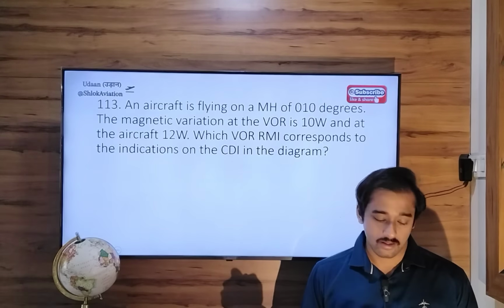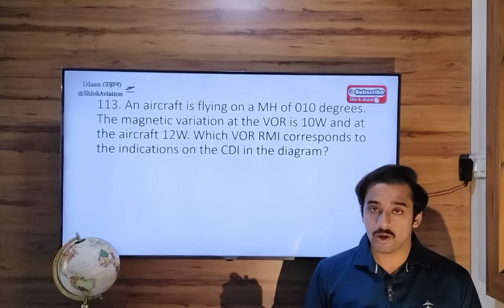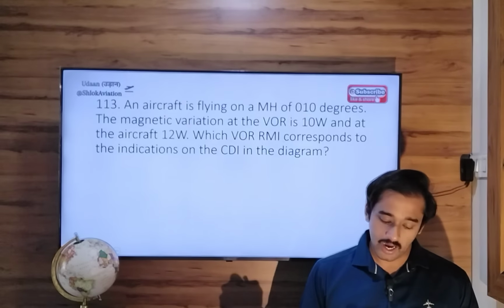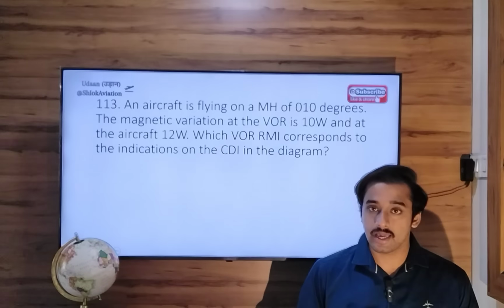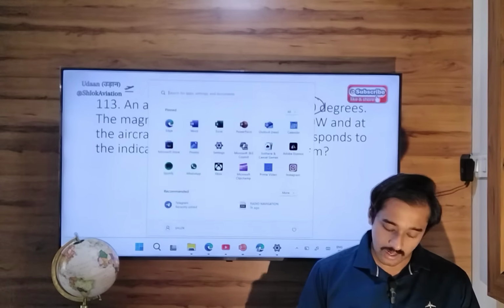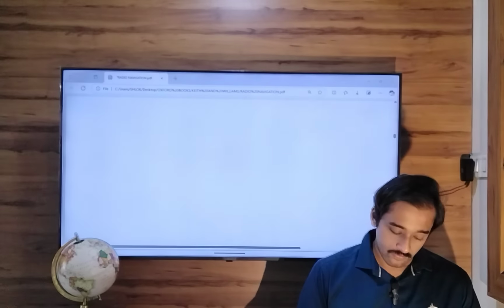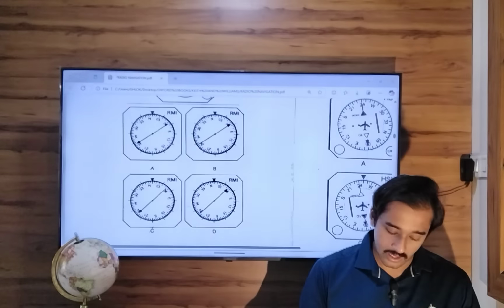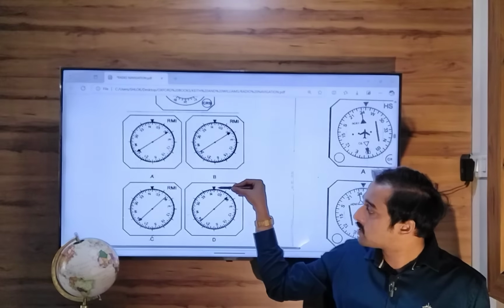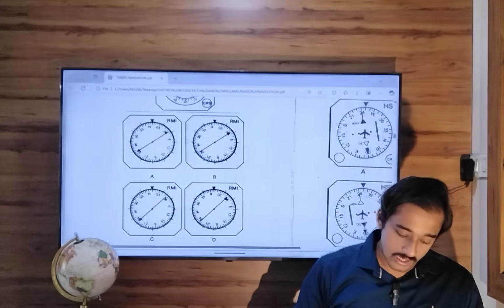Question 113. Aircraft is flying on a heading of 010. Variation at VOR is 10 west. At aircraft is 12 west. Which VOR RMI corresponds to the CDI indication? Now if heading is 010 magnetic, the RMI should also show a heading of 010 magnetic. So look here. In all the figures, the heading is 010, 010, 010, 010. So no fault there. Now look at the CDI indication.